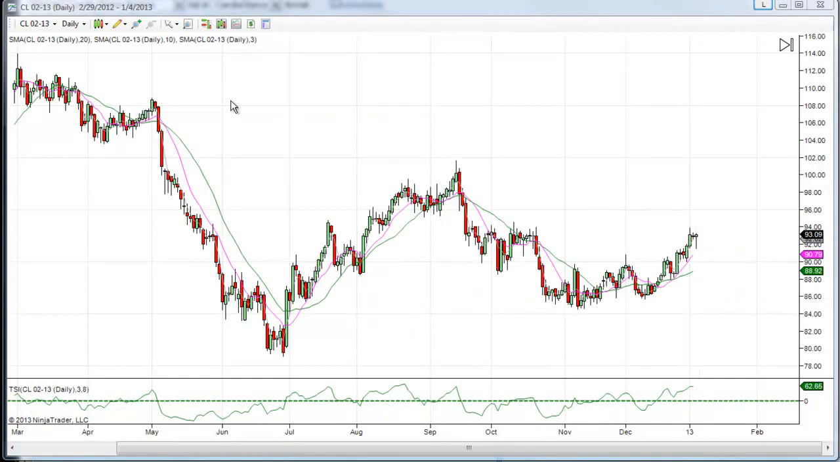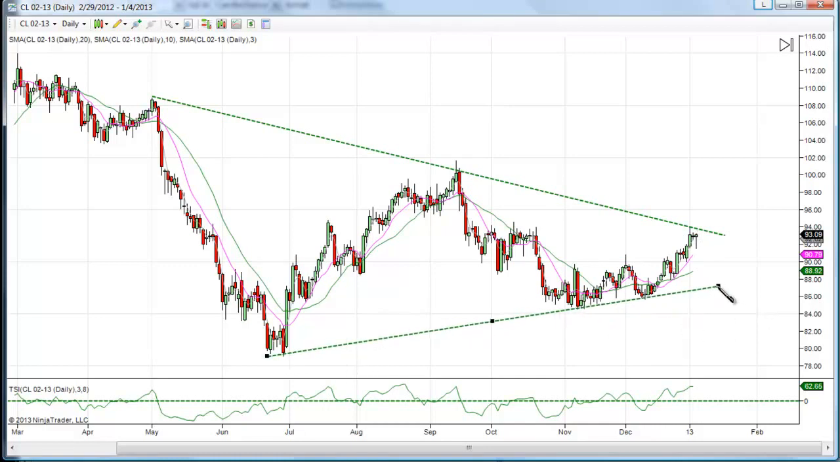Crude, we saw some strength in. And we're right at that trend line. Okay. So this triangle is going to have some resolution at some point. TSI looks like it could turn and move lower, in which case I would look at this lower trend line as a possible target.